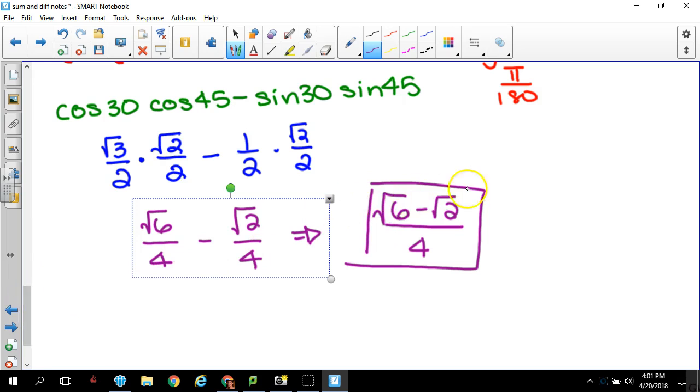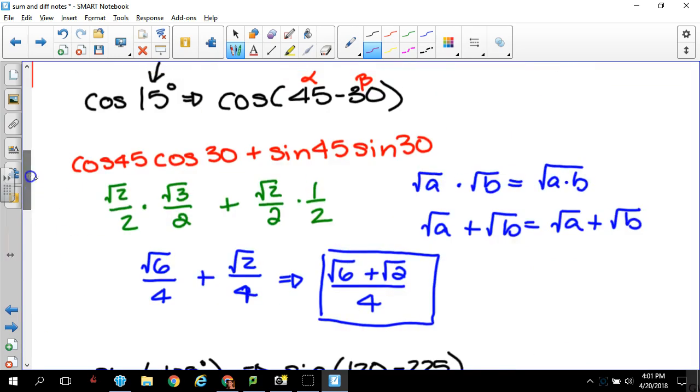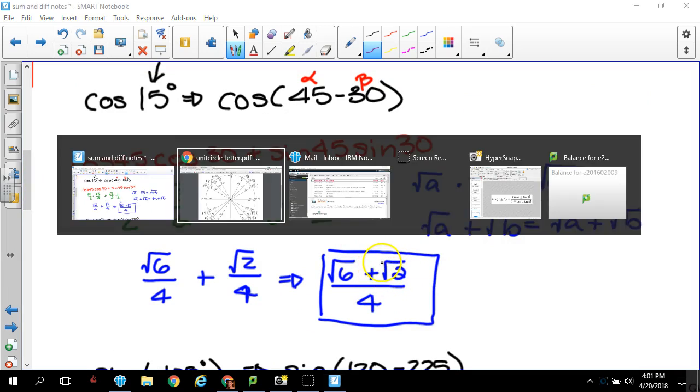Now, if you notice right here, I have square root 6, square root 2, and 4. Right here, I have negative square root 6, negative square root 2, and a 4. And here I have square root 6, square root 2, and a 4. So there's always a square root 6, a square root 2, and a 4.